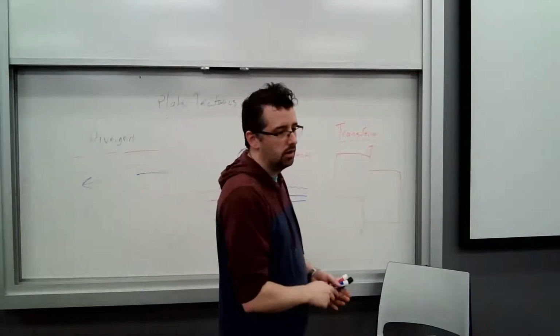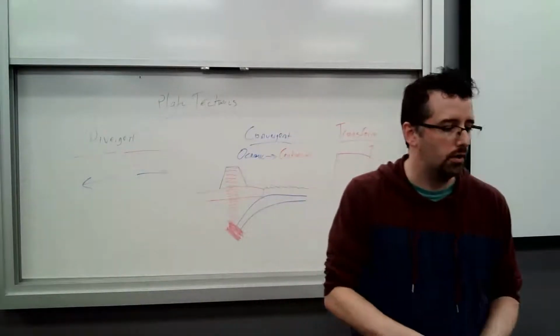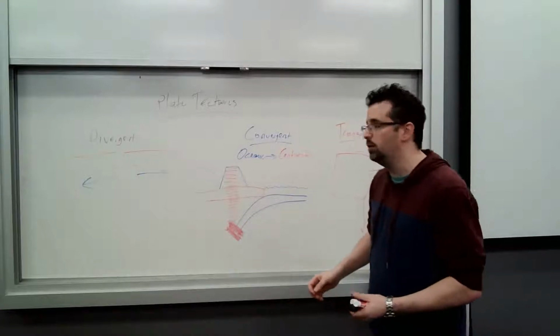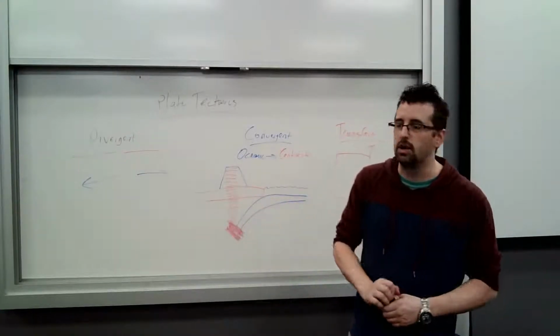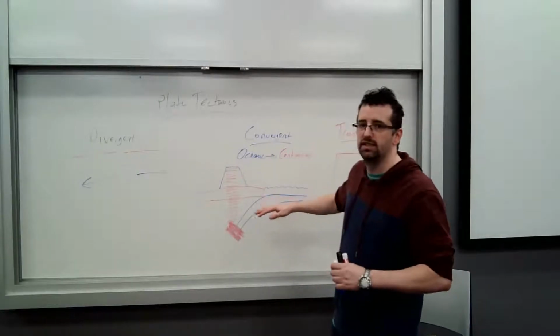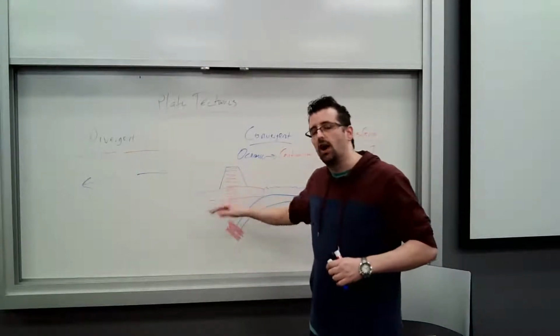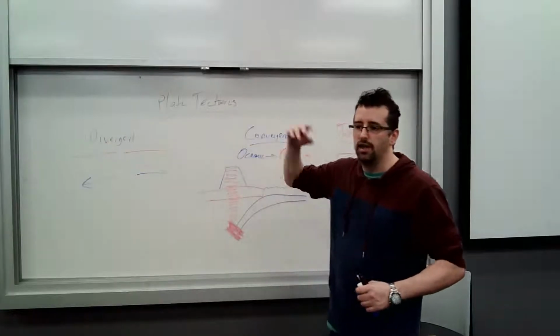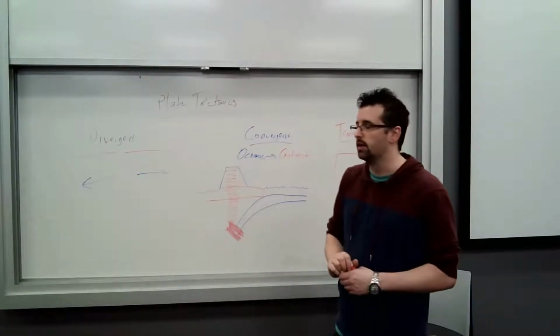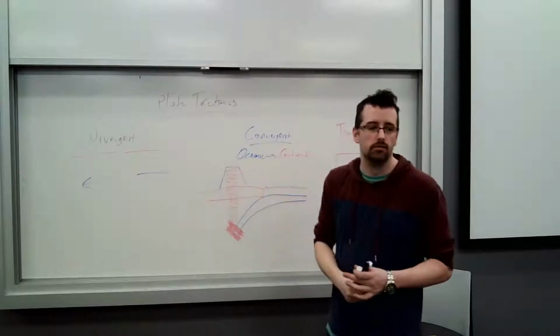And I will probably just ask you to give me a very short description of what is happening here. So basically what you'll tell me is the oceanic plate is subducting beneath the continental plate, melting, and the magma pierces through the continental plate, creating a volcano.